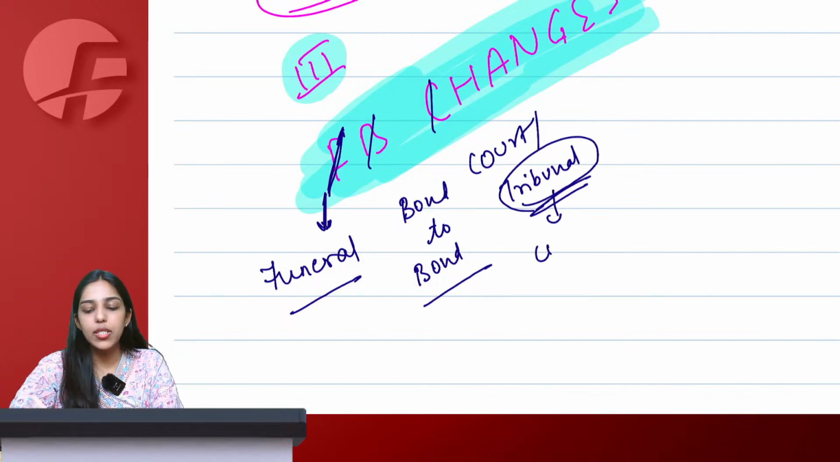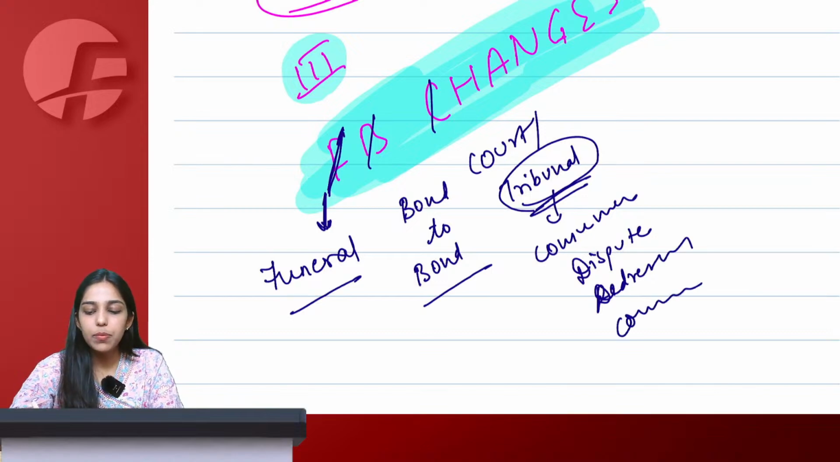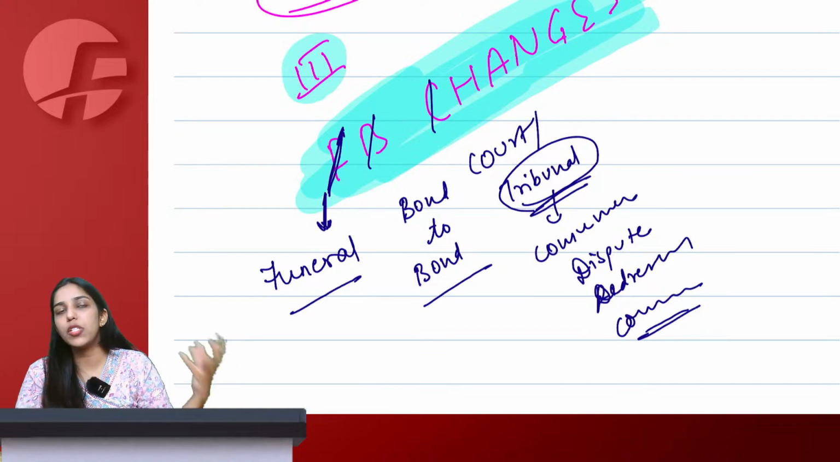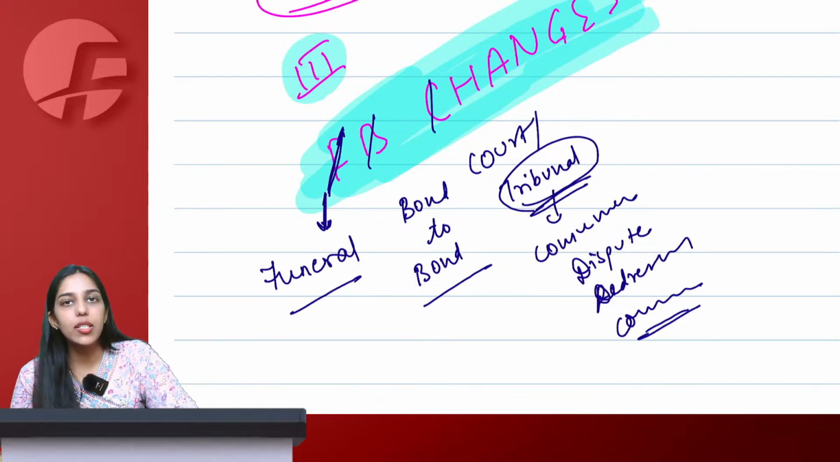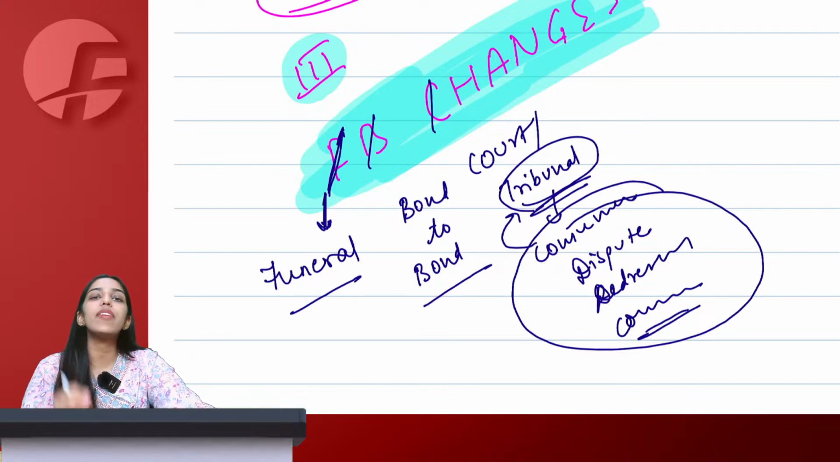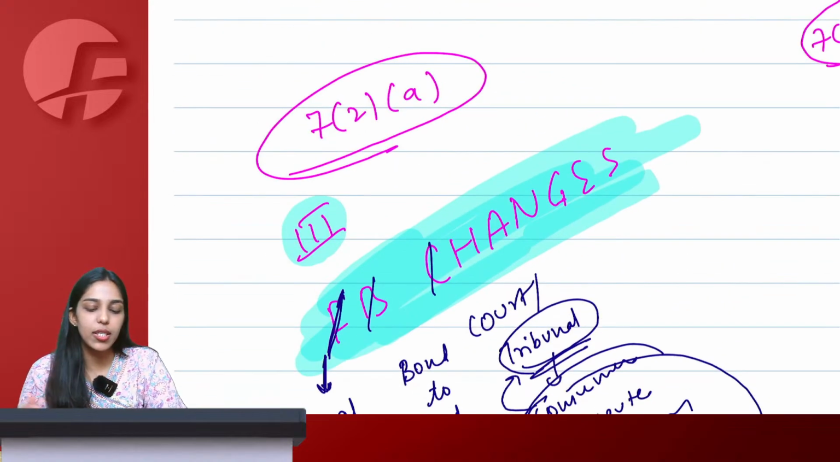Tribunal also covers the Consumer Dispute Redressal Commission, where, being a customer, if you are cheated by any shopkeeper, you can go and complain at the Consumer Dispute Redressal Commission. That is also treated as a tribunal here, and any fees that you pay under the Consumer Dispute Redressal Commission is also not considered as supply under GST.